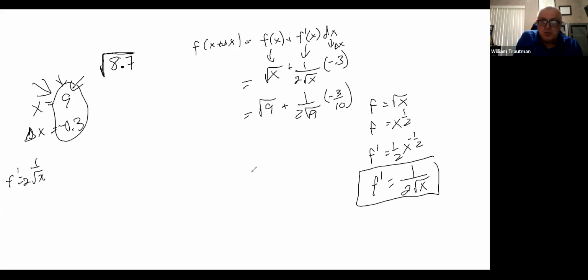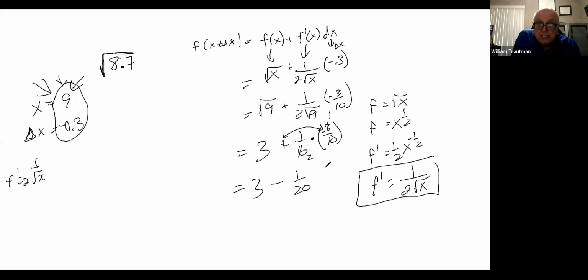And so the square root of 9 is 3. The square root of 9 here is 3, so 1 divided by 2 times 3 is 1/6. And then we're going to multiply this by negative 3 over 10. The negative and a positive turn to a negative. The 3 cancels into 2, and I get minus 1 over 20. So 3 minus 1 over 20. When I put that into my calculator, or if I did the math by hand like I'm supposed to, I get 2.95.